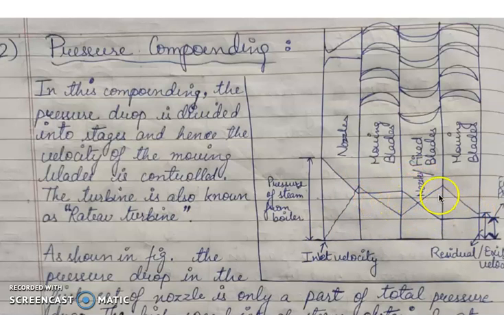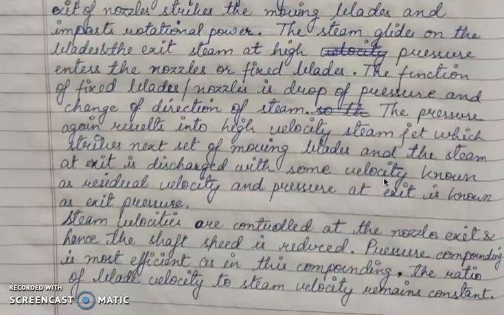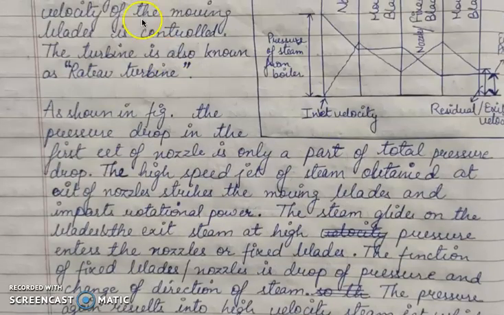But how this pressure drop is accommodated is that another set of nozzles or fixed blades can be used, but in this case the area between the fixed blades will not be constant, because now it has to accommodate the pressure drop also. So the cross-sectional area will be varied. And another thing, the function of fixed blades is to change the direction as it was in the velocity compounding, and the additional feature of the fixed blades will be the drop of pressure, which will be done by the variation of the cross-sectional area. So this is a two-stage pressure compounded steam turbine, impulse turbine. This is also known as the Rateau turbine.